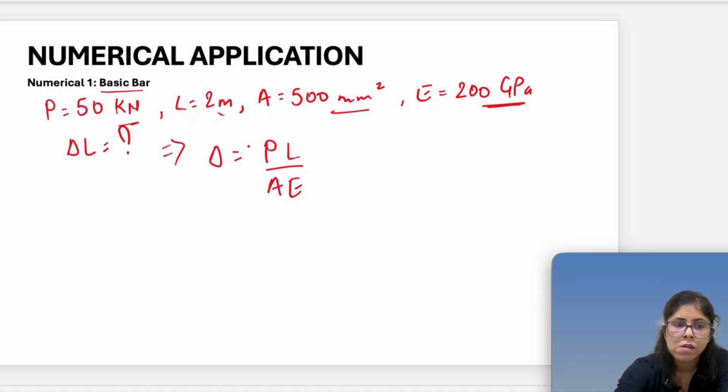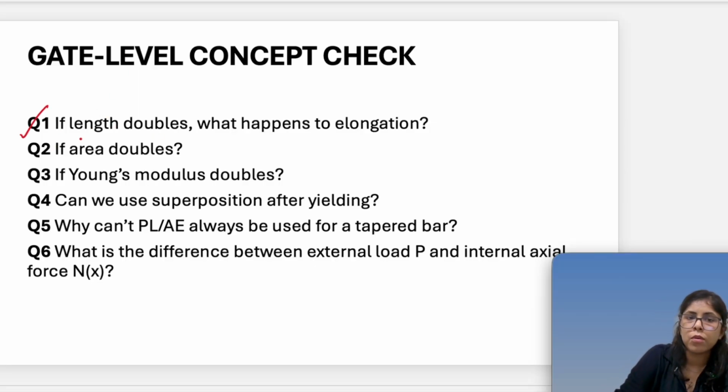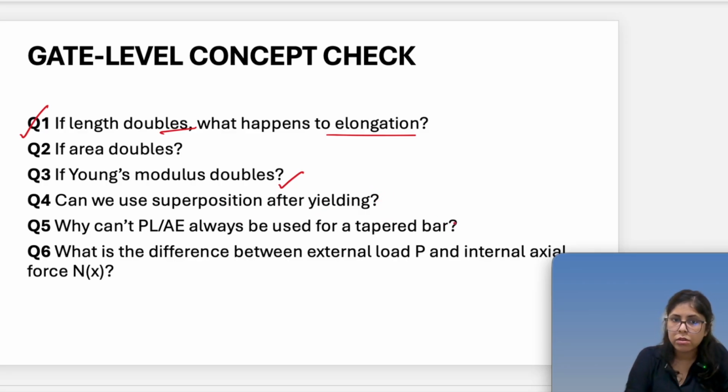Now I have a few questions for you, so answer them in the comments below. If length doubles, what happens to elongation? If area doubles, what happens to elongation? And if Young's modulus doubles, what will happen? And can we use superposition after yielding? You can tell me this also.